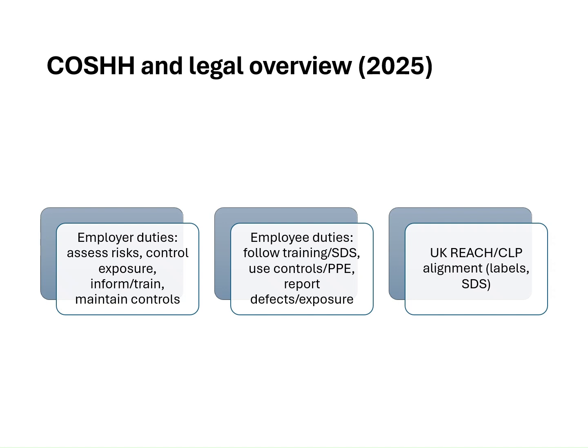COSHH, or the Control of Substances Hazardous to Health, is a regulation designed to keep everyone safe from harmful chemicals. It requires employers to assess the risks of each substance before it is used and to provide training and protective equipment to all staff who handle chemicals. For employees, it means following instructions carefully, wearing the correct protective equipment, and reporting any problems immediately.